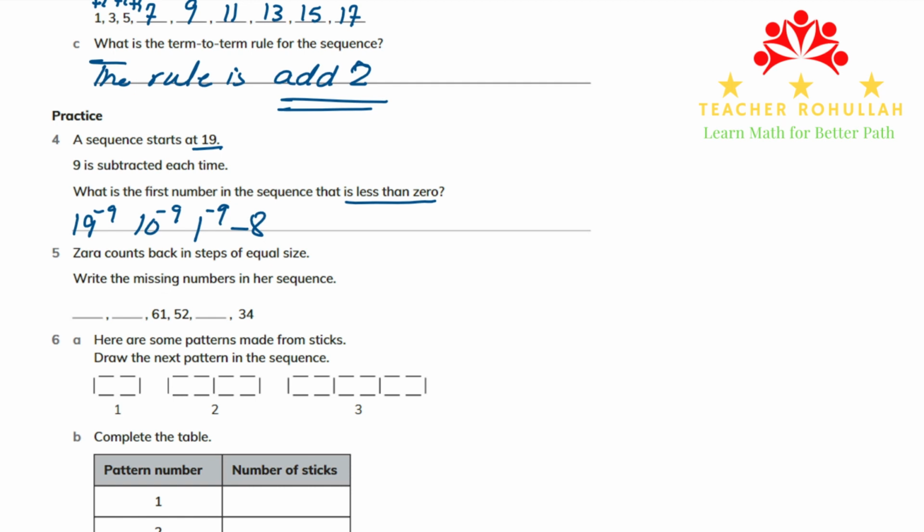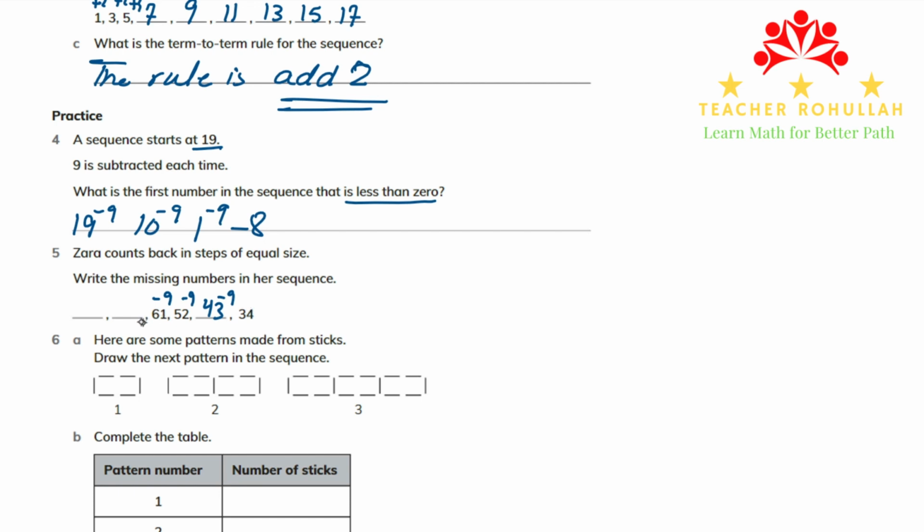Over here, she starts from a number and she reaches 61, then 52, then maybe another number, and then finally 34. We can see that each time she subtracts 9. 61 minus 9 is 52. 52 minus 9 is 43. 43 minus 9 is 34.